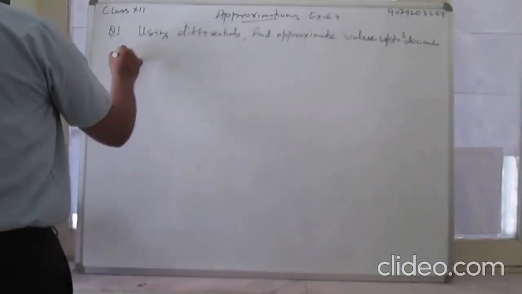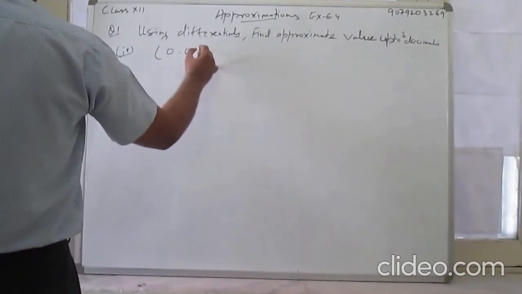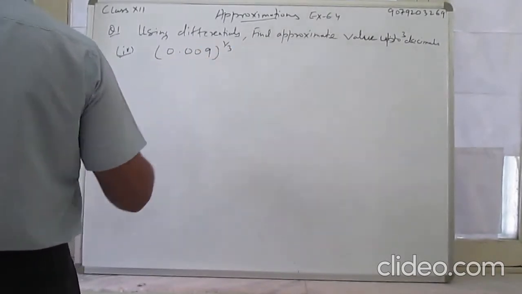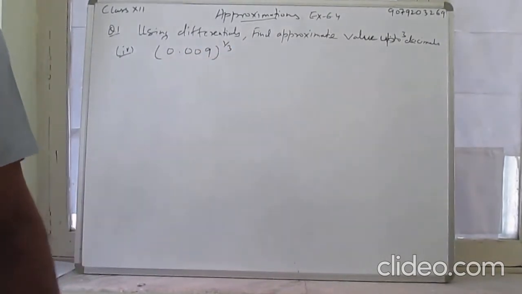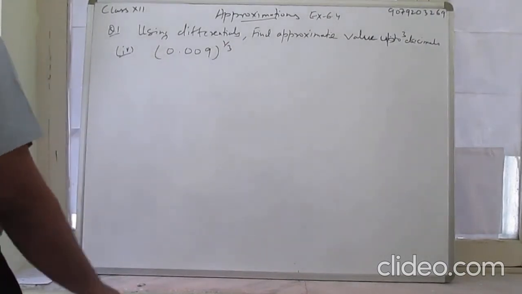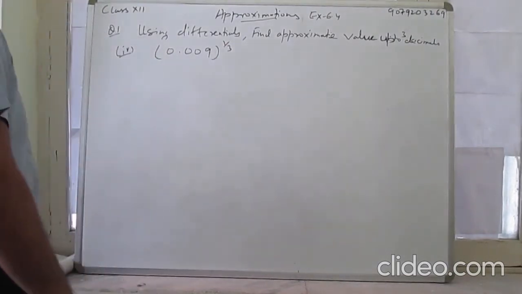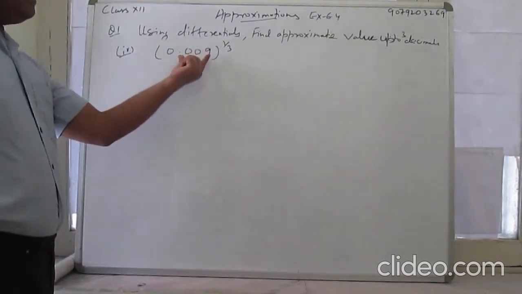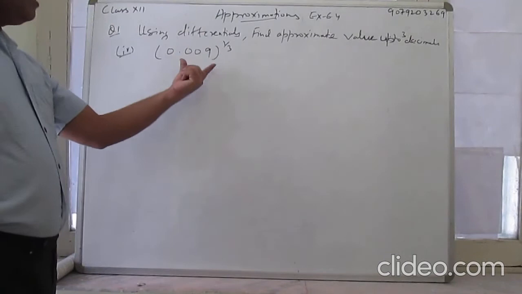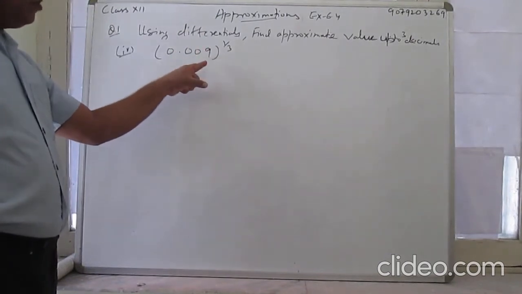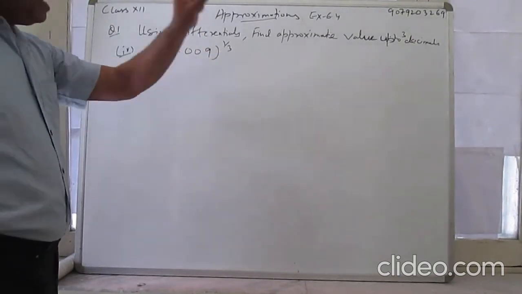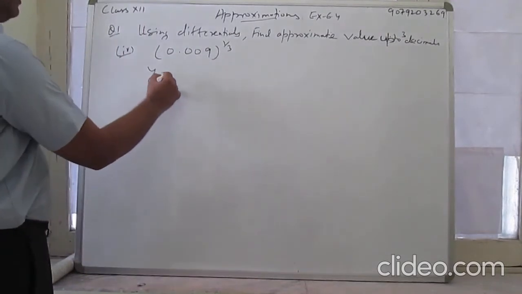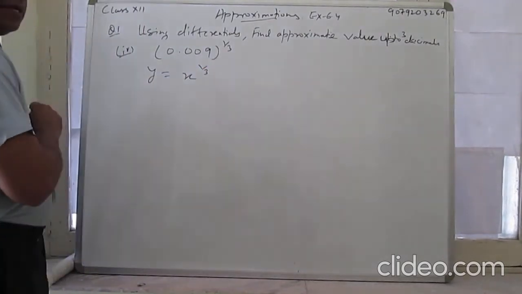Fourth part, 0.009 to the power 1 by 3. Find the approximate value. Now you can see here it is cube root. So we have to find x in form of cube. जिसका cube बन जाए. तो 8 का cube क्या होता है? Cube root 2. और बाकी जो है वो क्या ले लेंगे? Delta x. So it is y is equal to x to the power 1 by 3.